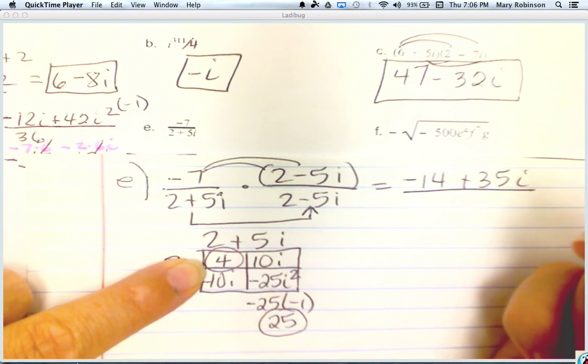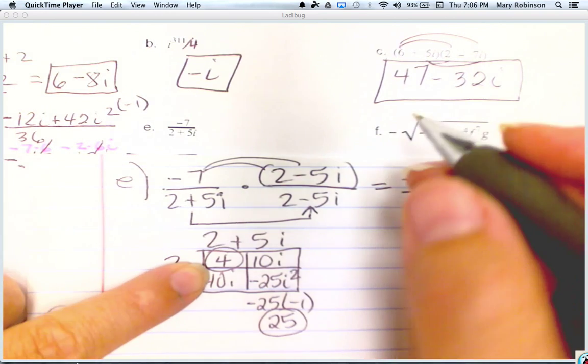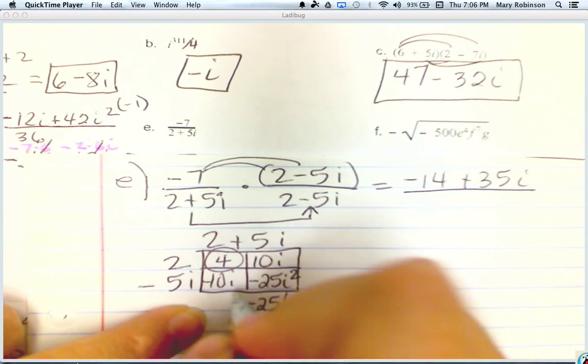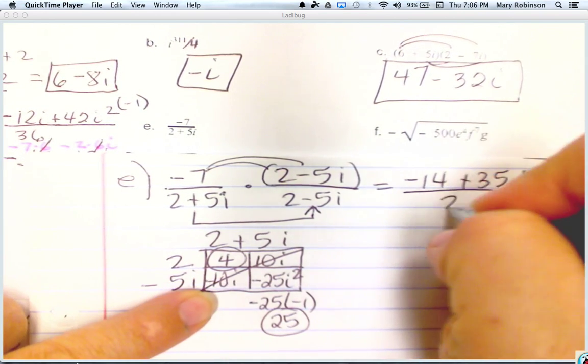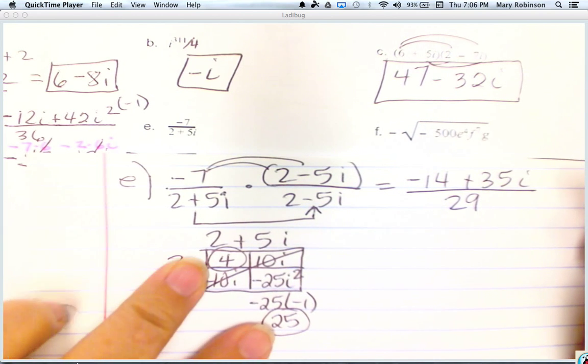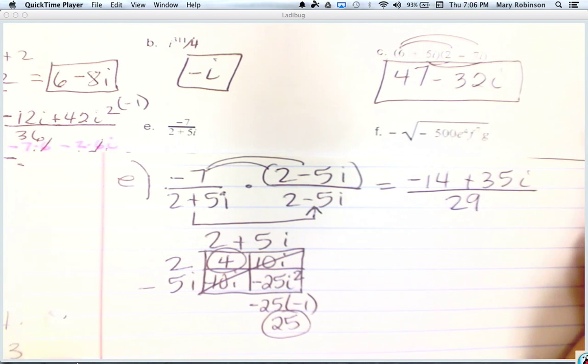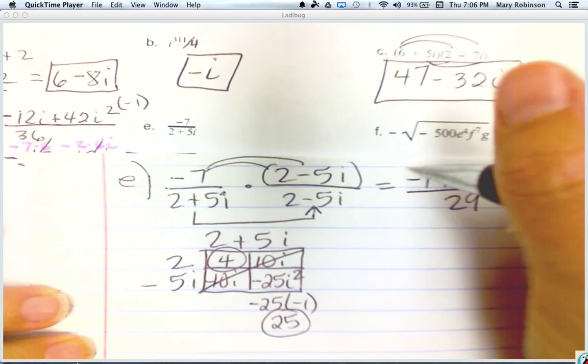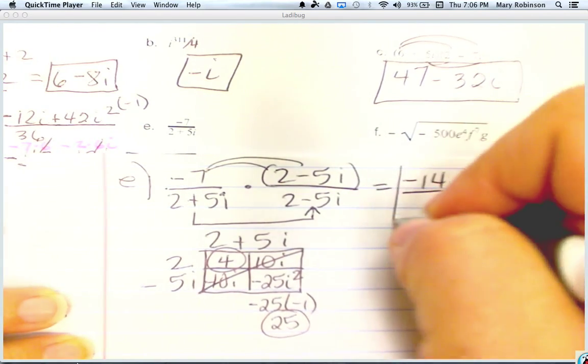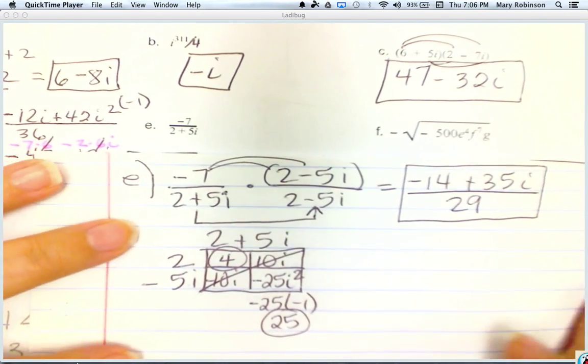25 combined with 4 gives us 29. The middle terms cancel, so we just combine these. That should happen every time. You should end up with a positive integer in the denominator, no I. You look for any common factors, but 29 is a prime number, so that's your answer.